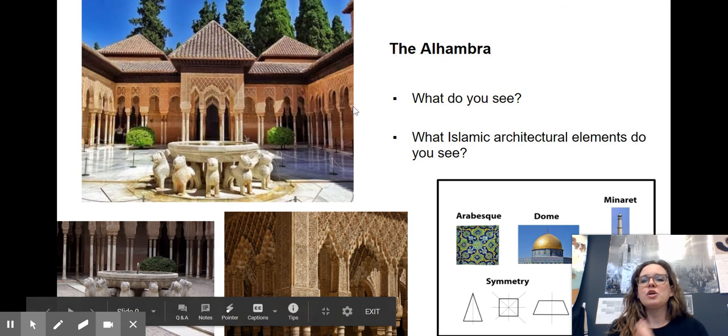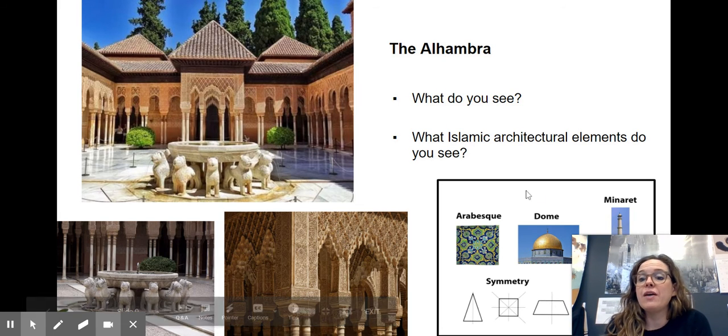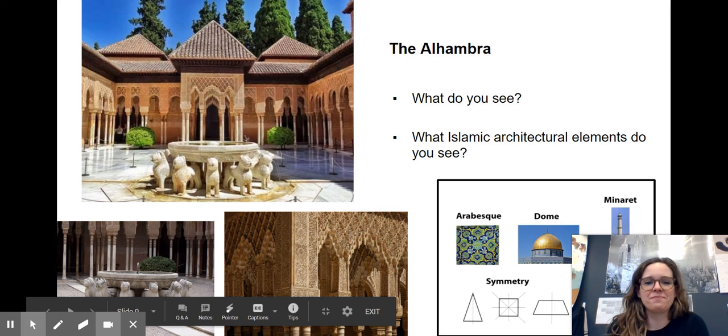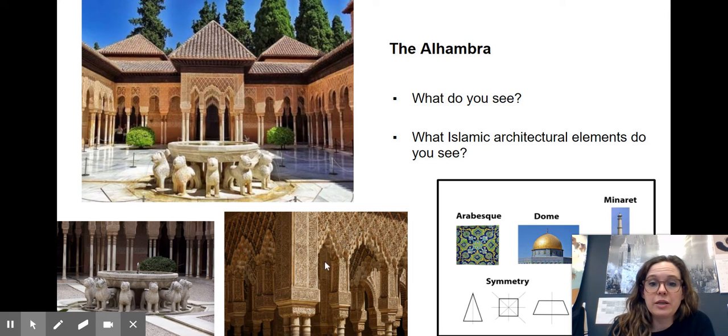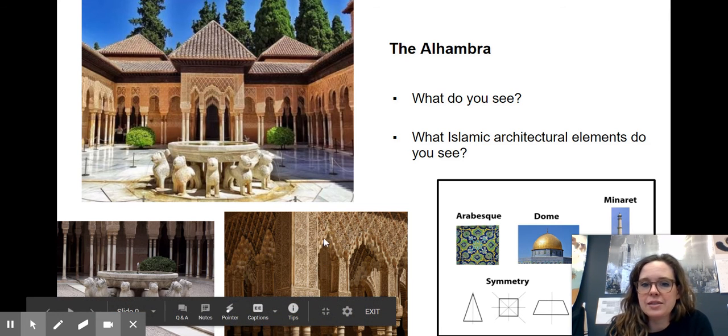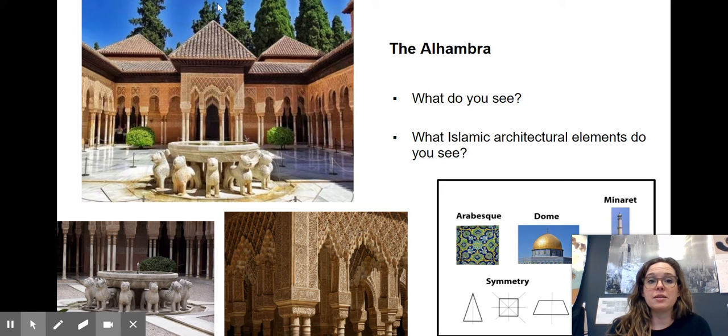All right. So find what you see, find some of these elements of architecture. Did you see that it's really ornate in these areas? There's arabesques if you look closely, the designs. There's no dome in this one, but it is symmetrical. If you cut this in half, it's the same on both sides.